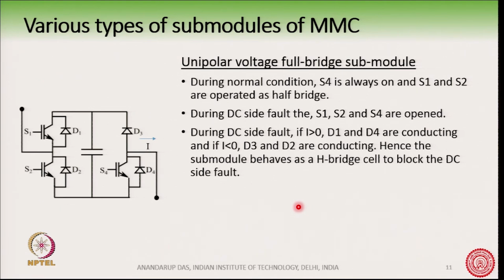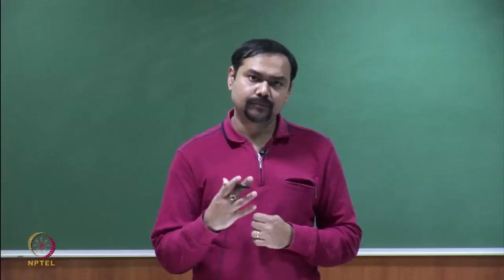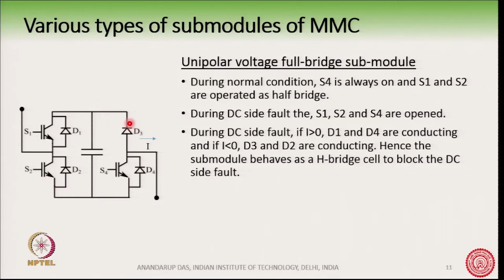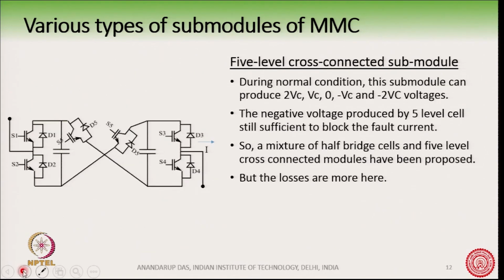All these submodules have some advantages. All these have the same functionality as the full bridge, but you can see here in this topology, one switch has been reduced. This switch here, as compared to the full bridge, has been removed. Again, there is one more here. This is also interesting because this will give a 5 level cross connected submodule.